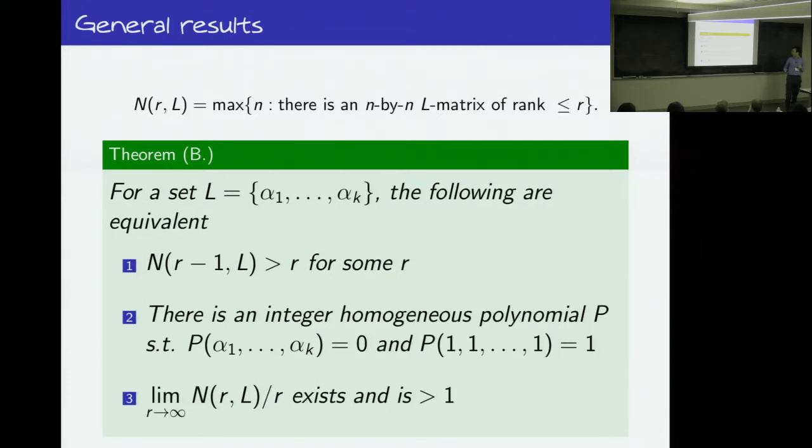So let me explain the meaning of this. First, why you would expect something like this to be true, a posteriori. First of all, expect some kind of relation. The homogeneity is extremely natural, because it is a consequence of the dilation invariance which we have at the beginning. If I multiply all my numbers alpha by some constant, nothing should change. This is exactly why we have a homogeneous polynomial.